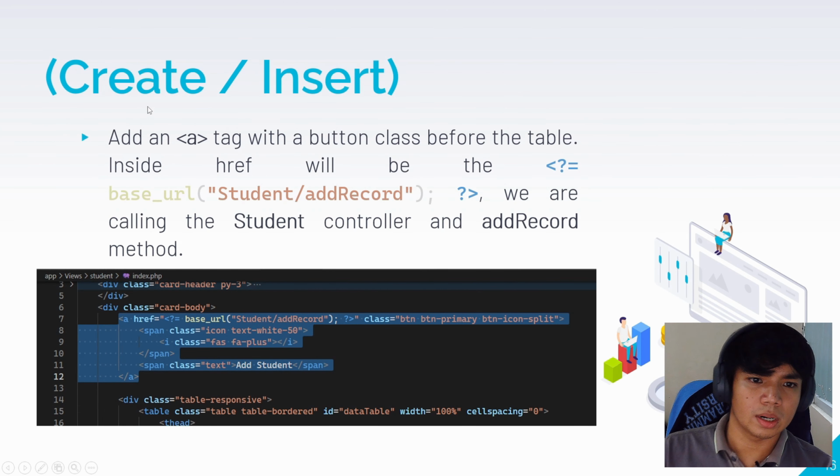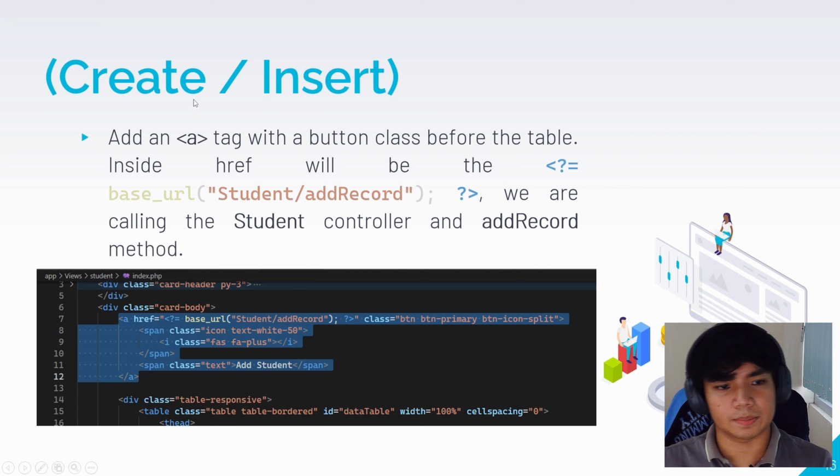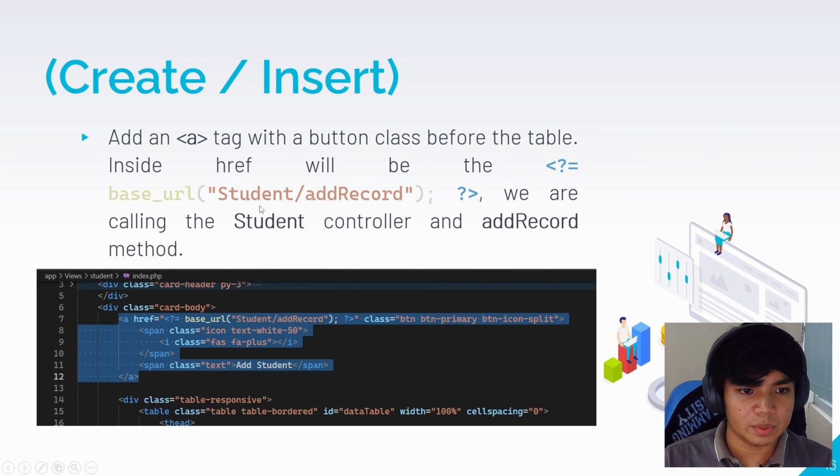Next, we will do the create or insert. First, we will add an A tag with a button before the table. And inside the href of that A tag will be the base URL, which points to the student class or the student controller, then the add record method.